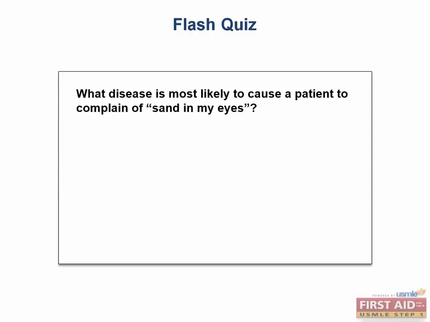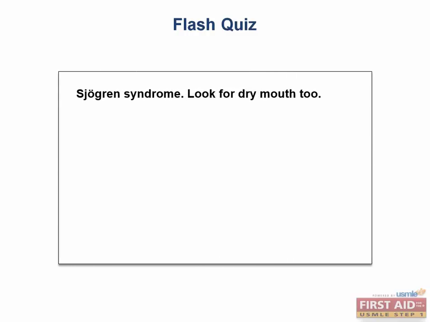Let's have a flash quiz. What disease process is most likely to cause a patient to complain of sand in my eyes? The answer is Sjogren's syndrome. Look for dry mouth too. If you hear about xerostomia and xerophthalmia, think Sjogren's.